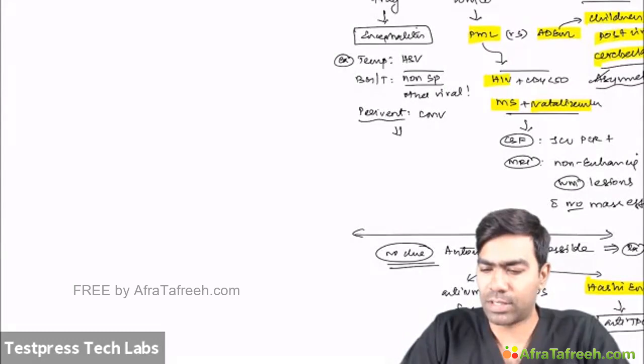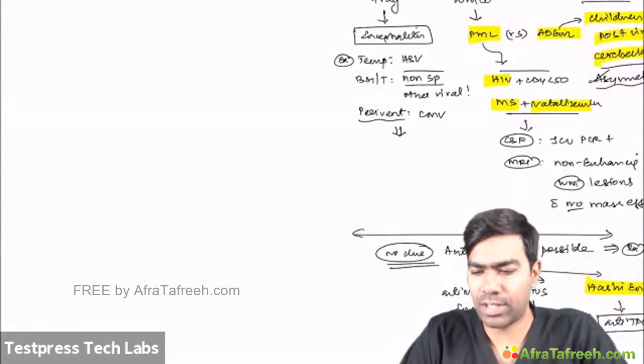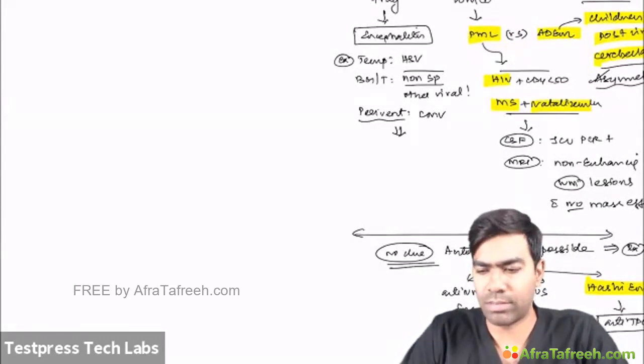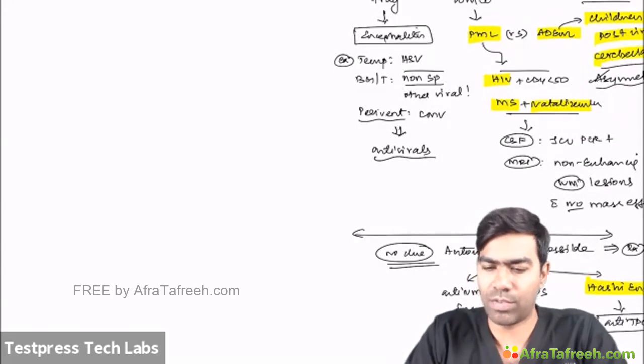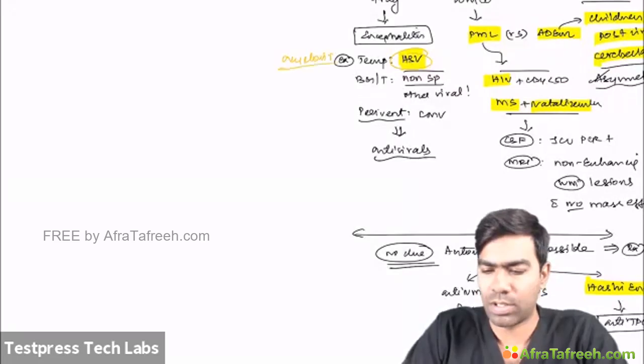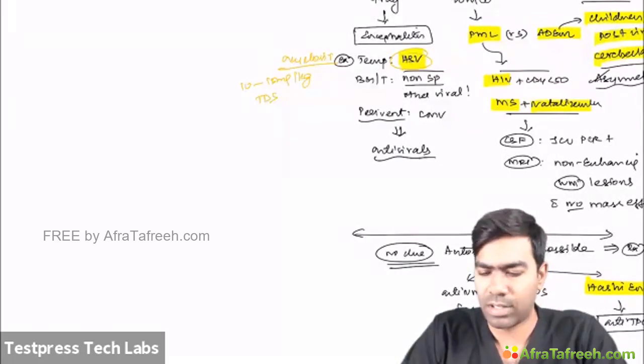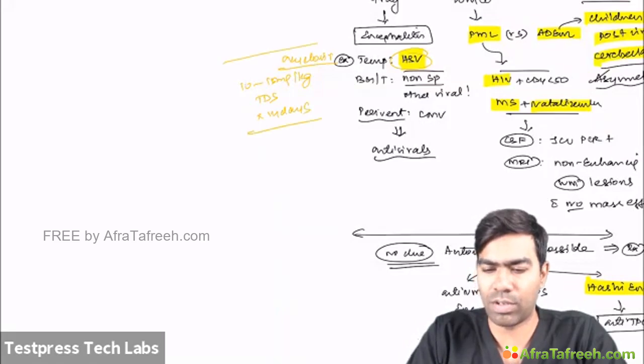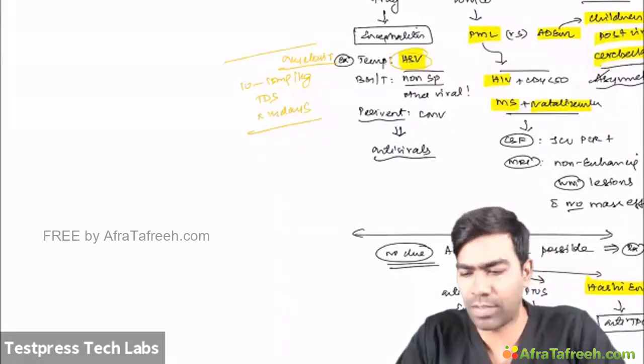As far as viral encephalitis is concerned, I'm going to treat typically with antiviral drugs. What are the antiviral drugs I can prefer? For herpes simplex encephalitis, I'll be using acyclovir, of course. The dose is 10 to 15 milligram per kilogram, 3 times a day, and I have to give it for 14 days. That's the standard dose of acyclovir for HSV encephalitis.